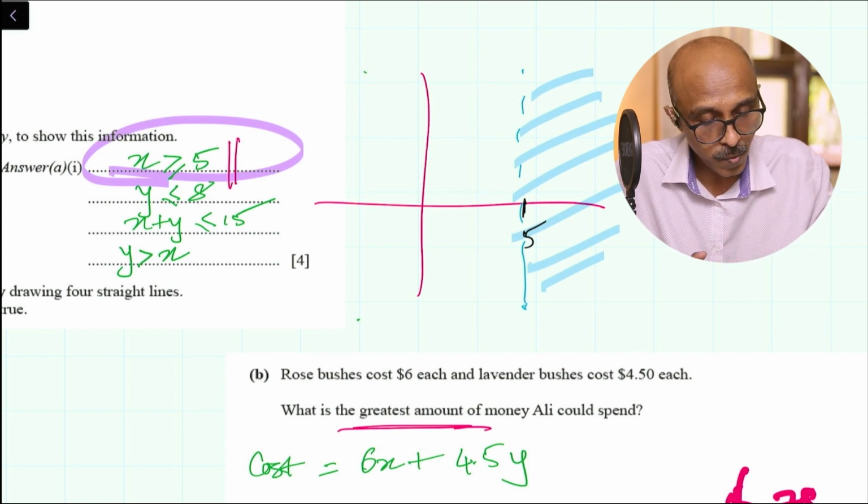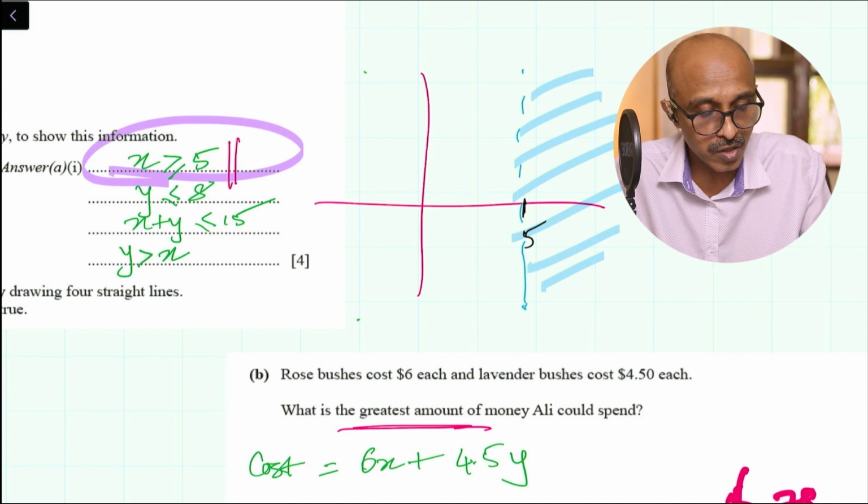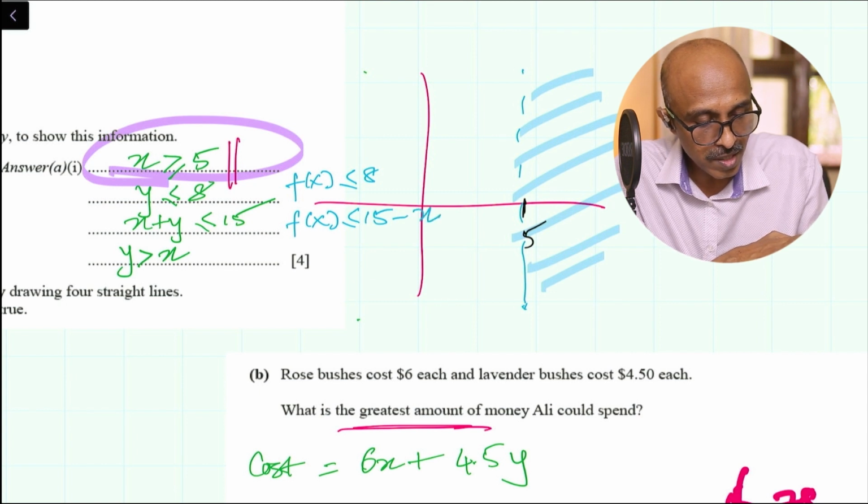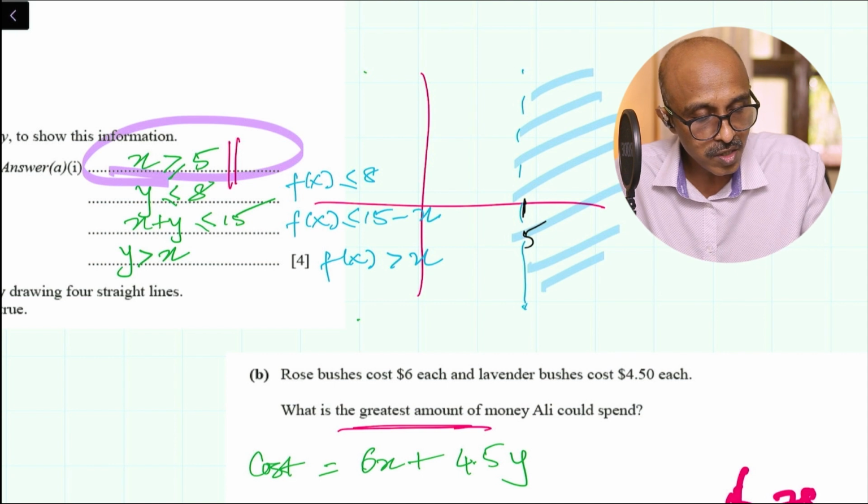Y less than or equal to 8 will work, but you've got to write y as f of x. Okay, so this is just to help those who have not yet done functions. So it would be f of x is less than or equal to 8. The next one should be written in terms of y. So you can write this as f of x is less than or equal to 15 minus x. And this will be written as f of x is greater than x. So these three inequalities you can enter.